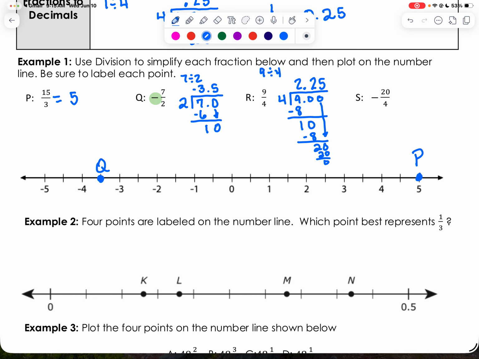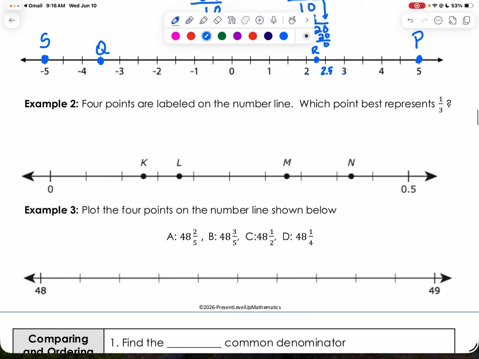So here's 2, here's 3. This would be 2.5. So 2.25 would be in between the 2 and the 2.5. So there's point R. All right, and our last problem is negative 20 over 4. This is equivalent to 20 divided by 4, and that would be negative 5. So I'm going to plot point S down here at negative 5. So this is how we can use division to plot fractions on the number line. Just turn them into decimals.